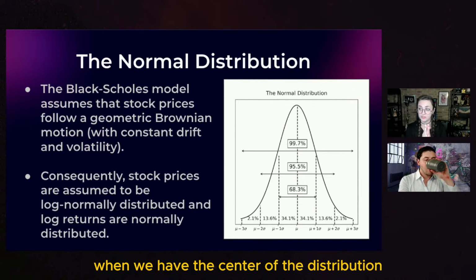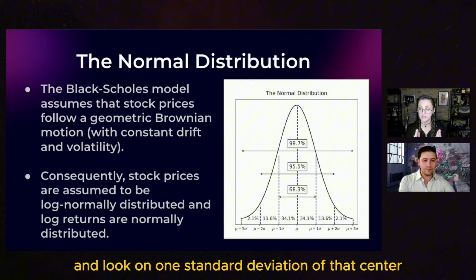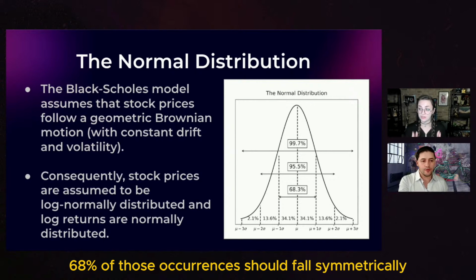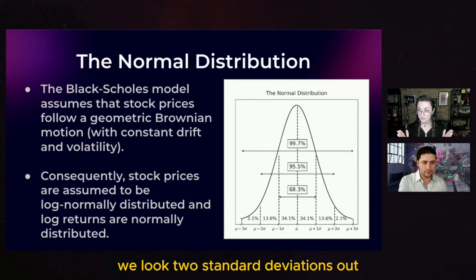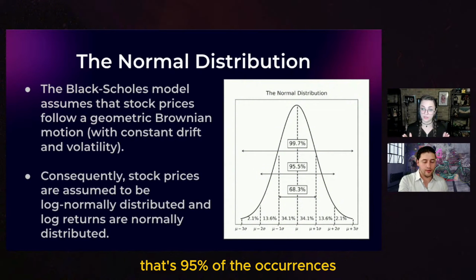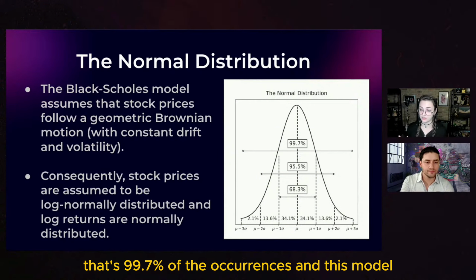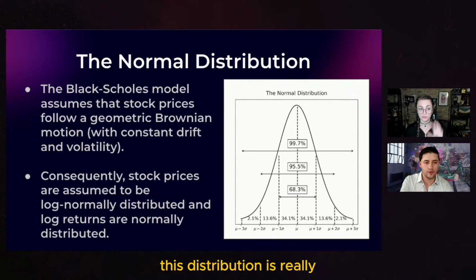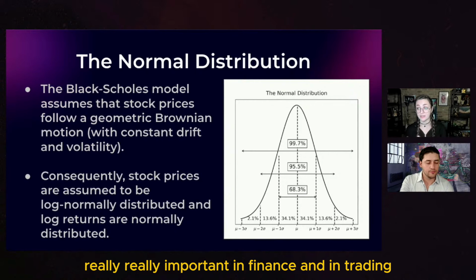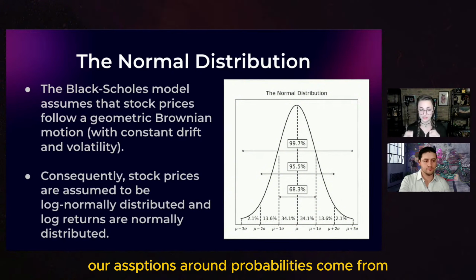When we have the center of the distribution and look at one standard deviation of that center, 68% of those occurrences should fall symmetrically on either side of the mean. When we look 2 standard deviations out, that's 95% of the occurrences. When we look at 3 standard deviations out, that's 99.7% of the occurrences. And this model, this distribution, is really, really important in finance and in trading. This is where a lot of our assumptions around probabilities come from.